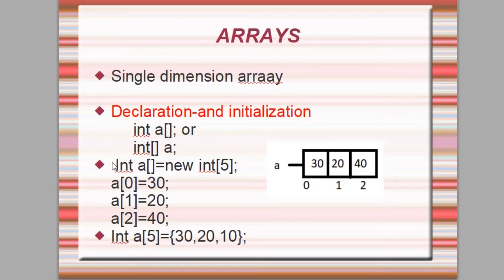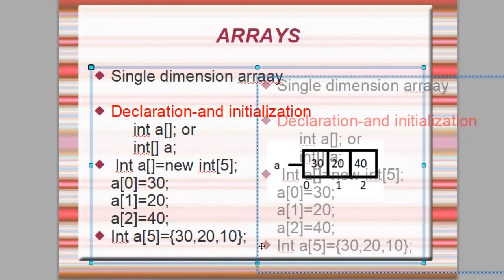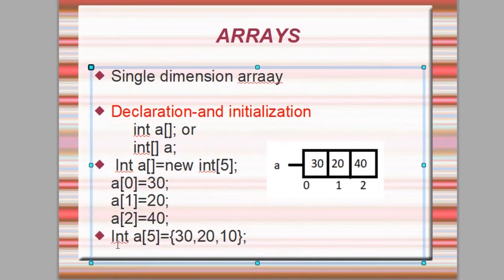Now let us see how to declare and initialize this array. So this is the first step. There are two ways. This is the first way and this is the second way. So int a equal to new int of 5 means we are creating an array that can accommodate up to 5 elements. More than that we cannot accommodate. So the size here is fixed. The 5 is fixed.